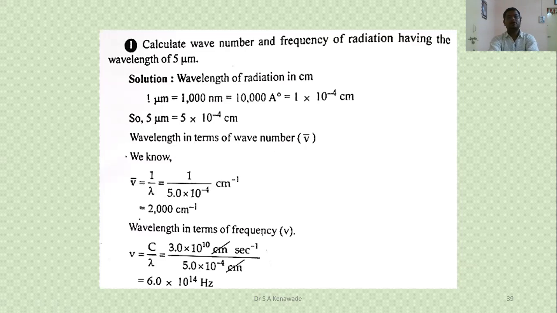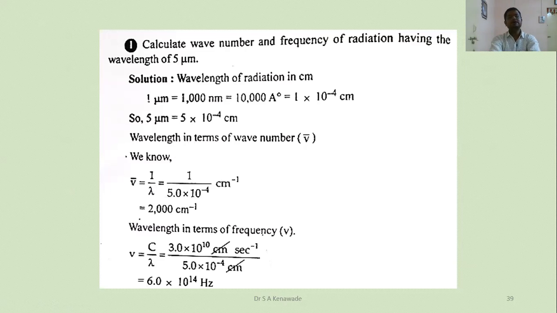Then we know that wavelength in terms of wave number, that is mu bar, is given by mu bar is equal to 1 upon lambda. Then the value of lambda is equal to 5 into 10 to the minus 4 centimeter. Solving this, 1 divided by 5 into 10 to the minus 4, then we get 2000 centimeter inverse. That is the value of wave number.